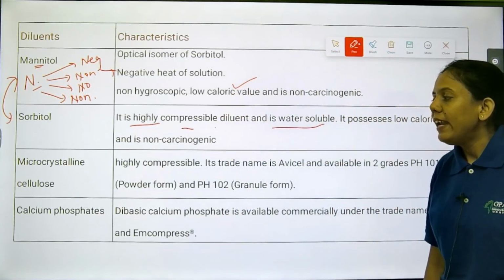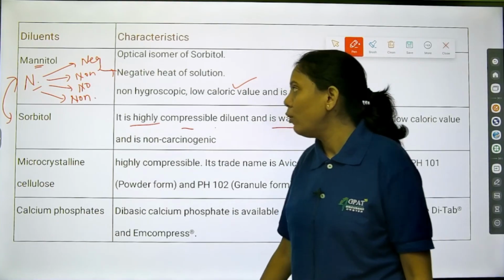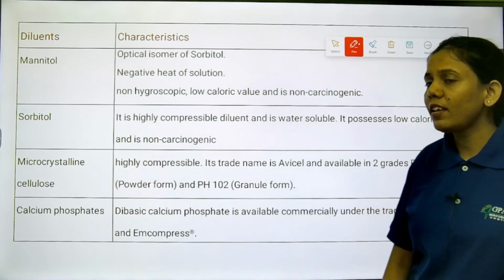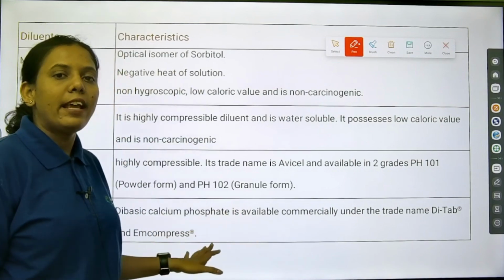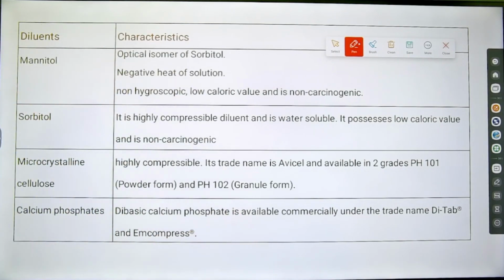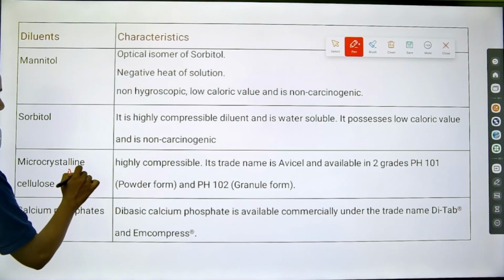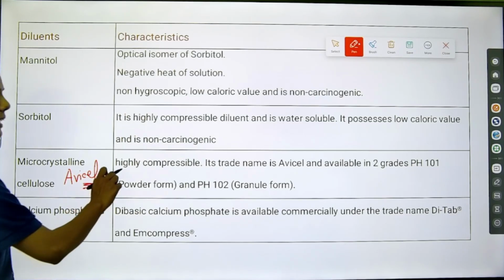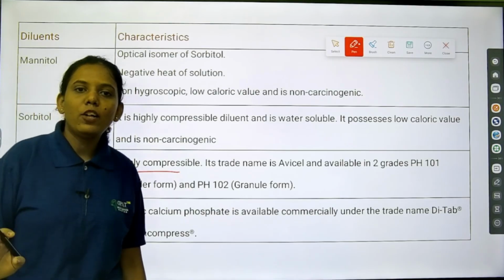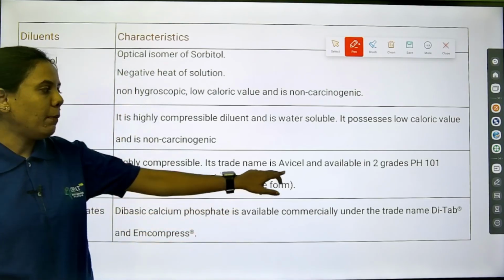Next is microcrystalline cellulose. As I told you, it is a cellulose derivative. The brand name available is Avicel. Again, it is easy, right? Cell for cellulose. If it comes in an option, cell for cellulose is easy to remember. It is highly compressible, right? Its trade name is Avicel.